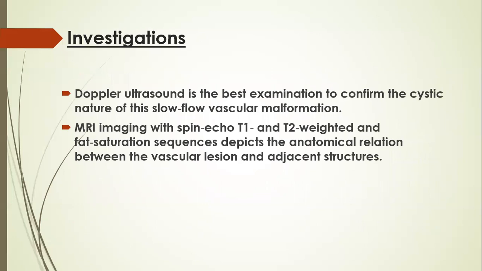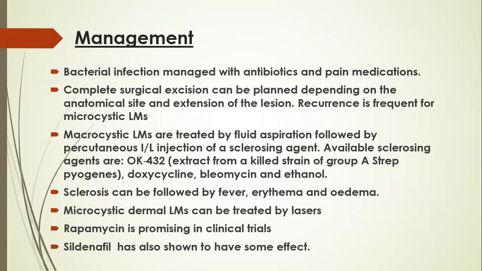Among investigations, Doppler ultrasound is the best examination to perform to confirm the cystic nature and slow flow vascular malformation. Then MRI is important to depict the anatomical relationship between the vascular lesions and adjacent structures.